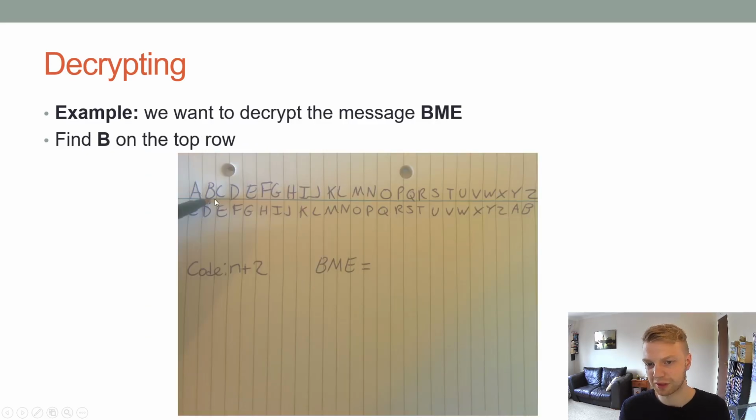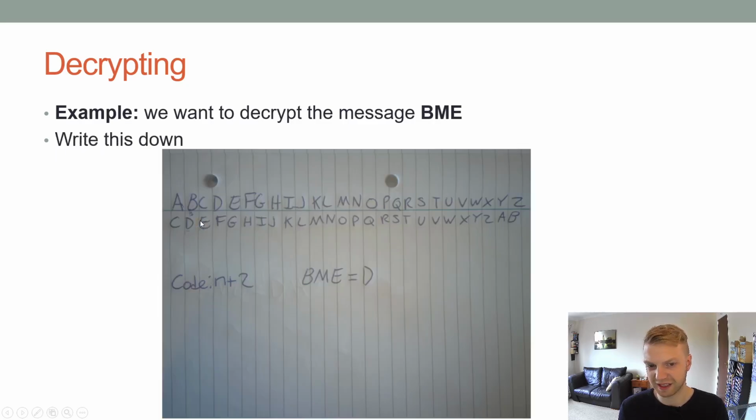Now you have to go to the top row. If you go to the bottom row, this is not going to work. You always decrypt it by starting at the top row and working down. If you do it the other way, nothing's going to work. So you go to B. What's under B? Well, it's the letter D, so you write it down, and that's it.